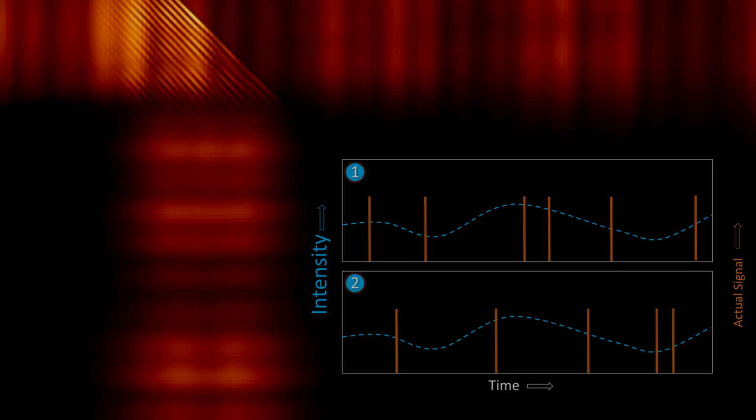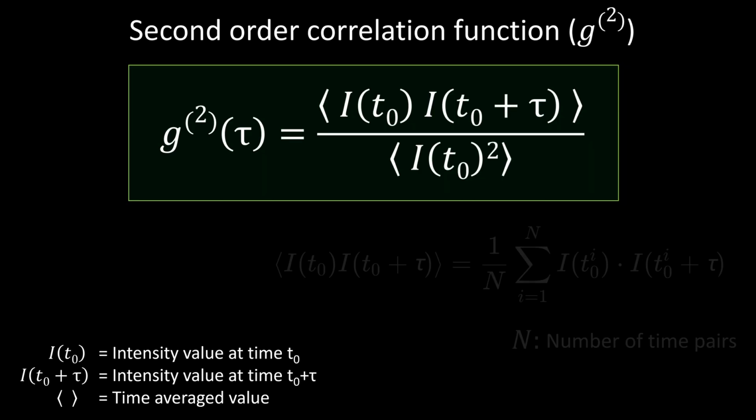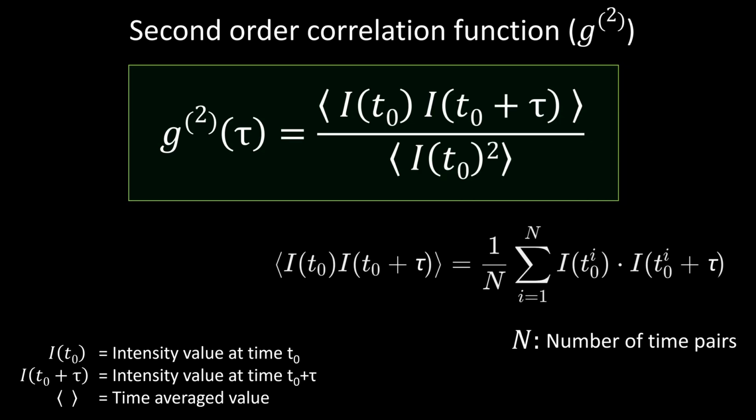However, there is a way, and that is by statistical evaluation of the separation times between pulse pairs detected at t0 and t0 plus tau. Now, I agree, this all looks pretty complex, but in practice it's not that difficult to do.